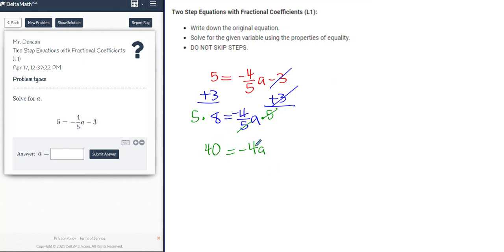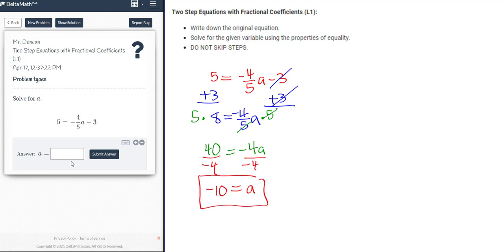After that, now all I have to do is get rid of this negative 4 that's in front of the a. That's really negative 4 times a, so we'll divide by negative 4 on both sides. And again, it's a little bit harder. But again, remember, negative 4 over negative 4, that's just 1, just like the 5's crossed out. Negative 4 over negative 4 is 1. 1 times a is a. On the left side, 40 divided by negative 4 is negative 10. And I'm going to box that.